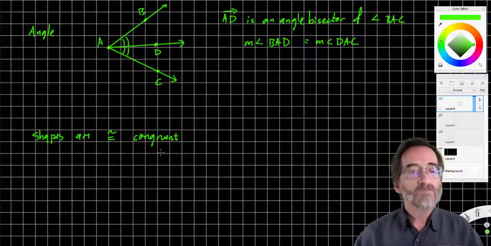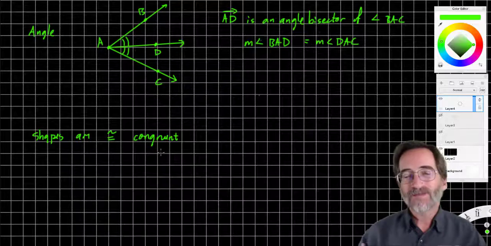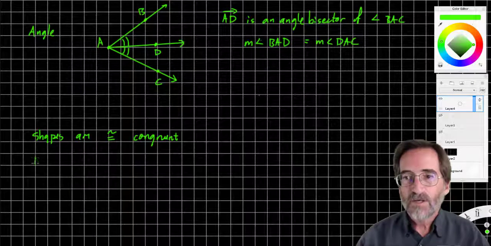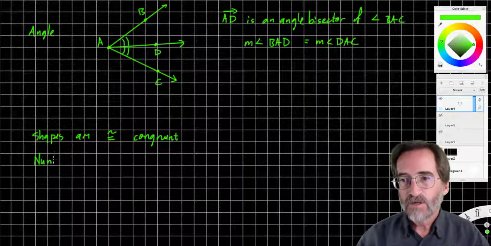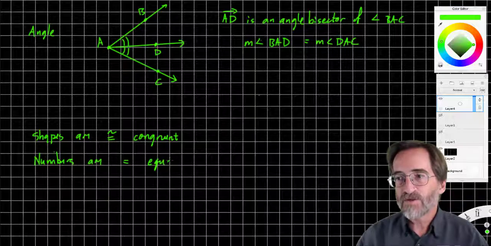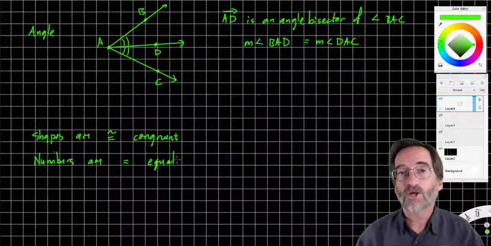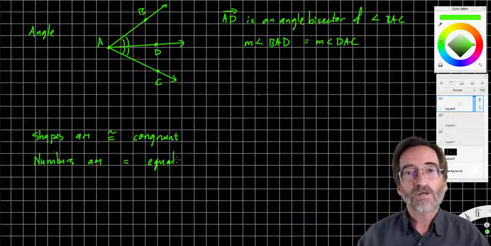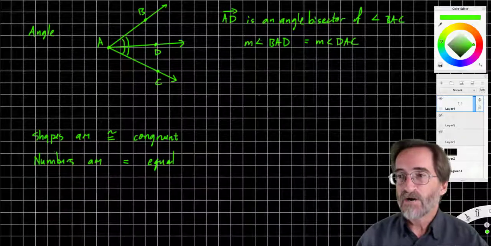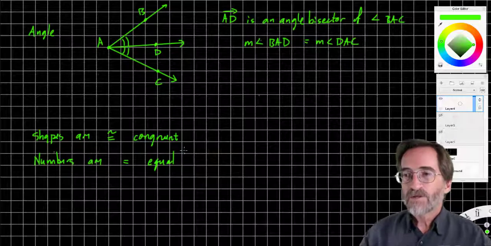Okay, congruent means same shape and size, right? The shapes can be congruent. Numbers are equal. Okay, and they're not the same thing. Numbers can't be congruent. Numbers are equal. Shapes can't be equal. They are congruent or similar. That's another topic later on. Okay, so that's important to remember.